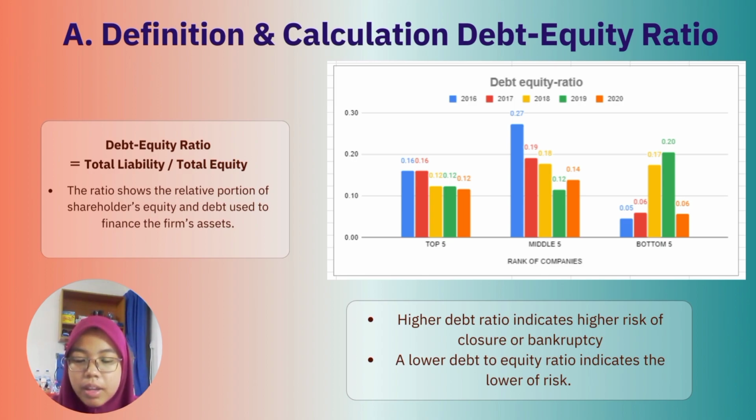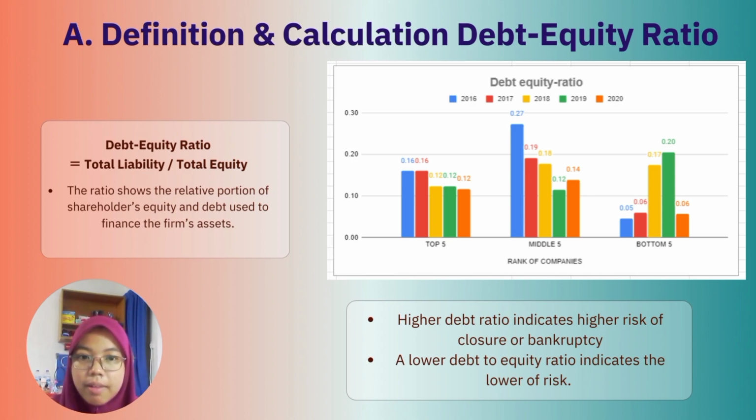Higher debt ratio indicates higher risk of bankruptcy. So for 2020, it's the lowest, not more than 1.0, which indicates the lowest risk of bankruptcy.